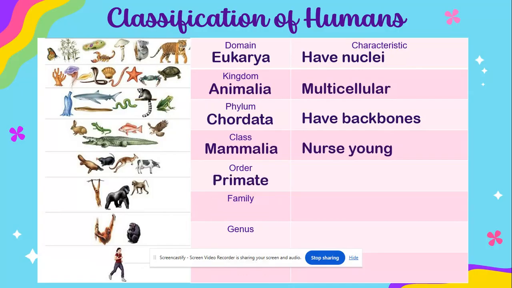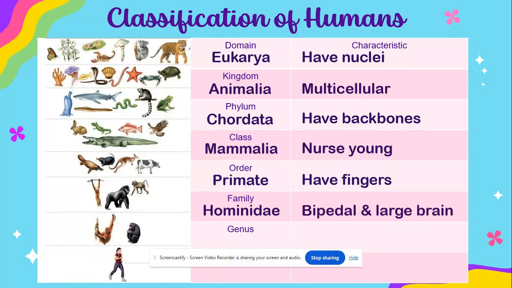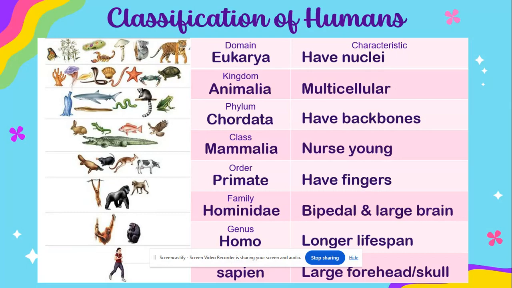We are in the order Primate, where one of the distinguishing characteristics is that they have fingers. Our family is Hominidae, which means we're bipedal, meaning walking on two feet, and also have larger brains than some of the other members of our order. Our genus is Homo, which is partially because we have a longer lifespan than some of the other Hominidae members. And then our species is sapiens, where we have a larger forehead and skull. So that is the classification of humans. You can see on the left how we go again from big groups with some things in common to smaller and smaller groups with more and more in common.